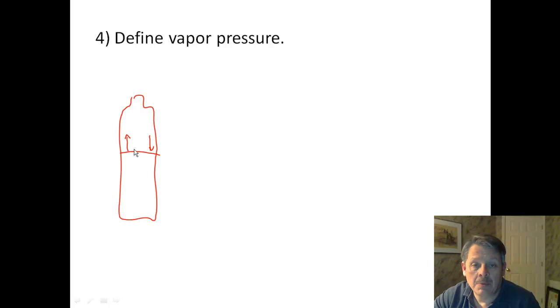Now what happens is some of the molecules are evaporating, some of the molecules are recondensing, and that becomes an equilibrium, meaning the same number are going up as are coming down. So vapor pressure is the pressure exerted by these water molecules that are in the air above the water.